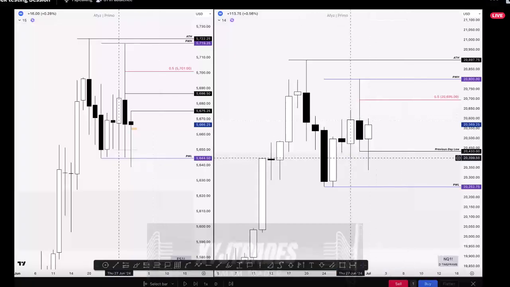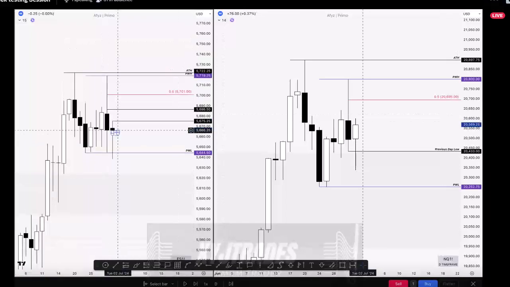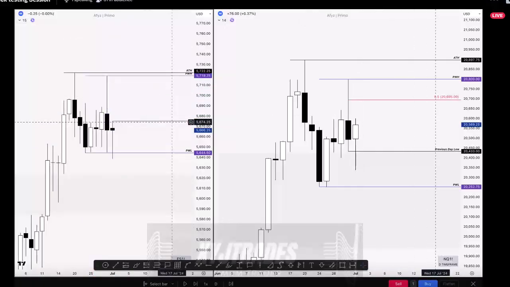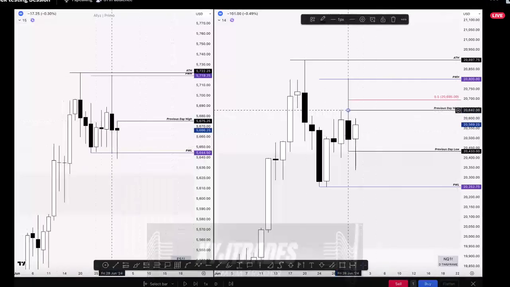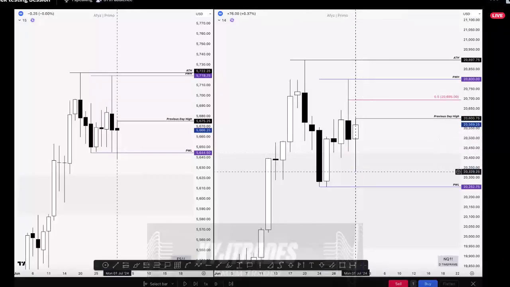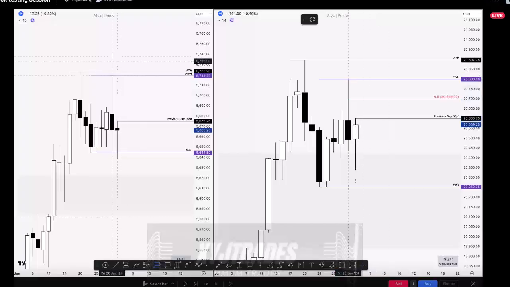Came in. We ended up sweeping out that low we talked about. So now we have previous day high. We had a sweep of previous day low and a closure back in the range. Our eye draws to the previous day high, right? As well as 50% of this wick.